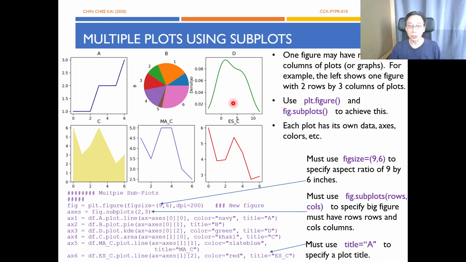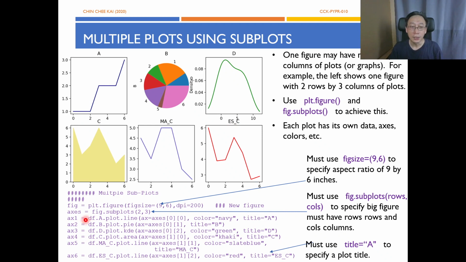So what we can do is we use the data frame that we derived so far with ABCD, with the moving average for C and the exponential smoothing for C. So we have 6 columns. And of course, we must have a way to say, I want a 2 rows by 3 column configuration, not a 6 row by 1 column configuration, right? So how do we go about talking about that?